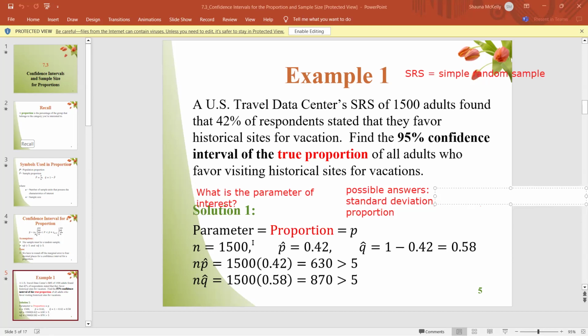So N is 1,500. P hat, the sample proportion. So there's 1,500 adults and 42% of them, hence P hat is 42%, 0.42. Q hat we also need, which is the complement, 1 minus P hat, which is 0.58. And then N times P hat, we note, is greater than 5. N times Q hat, also greater than 5. So we can then proceed with the method that we would like to be able to use. It actually will work.